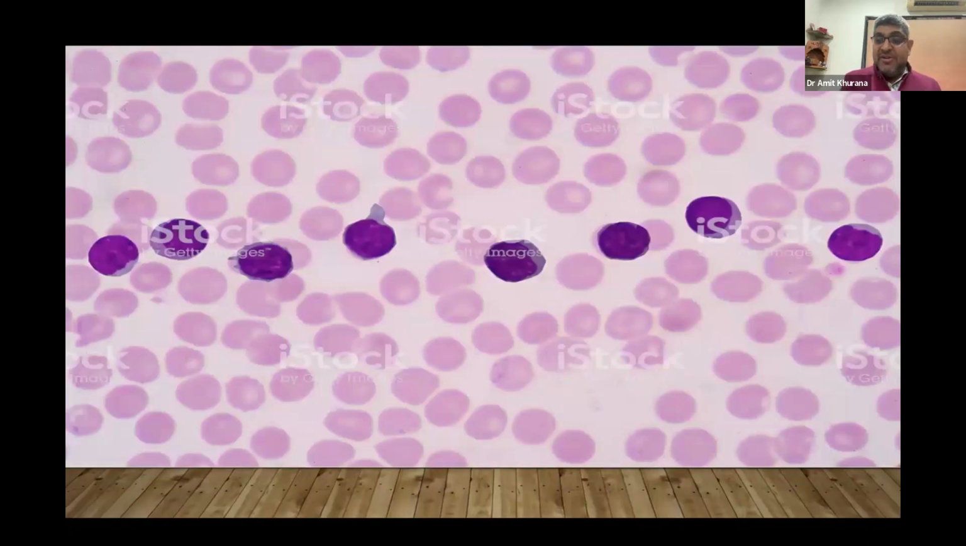If you're not very familiar with macrocytosis, we have a very simple technique. Look at the size of your lymphocytes. In normocytic RBCs, the size is similar to the size of the lymphocytes. When it crosses more than the size of the lymphocytes, then it's a macrocytic RBC.